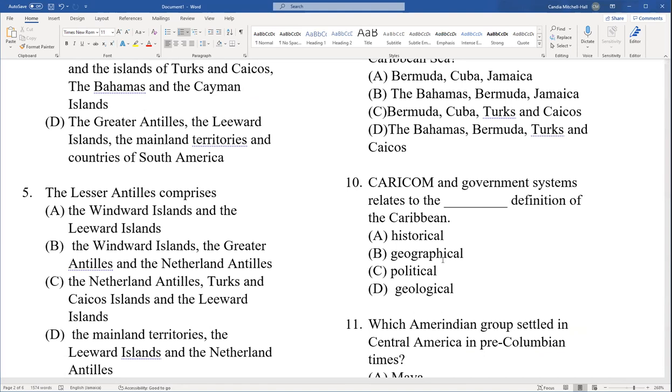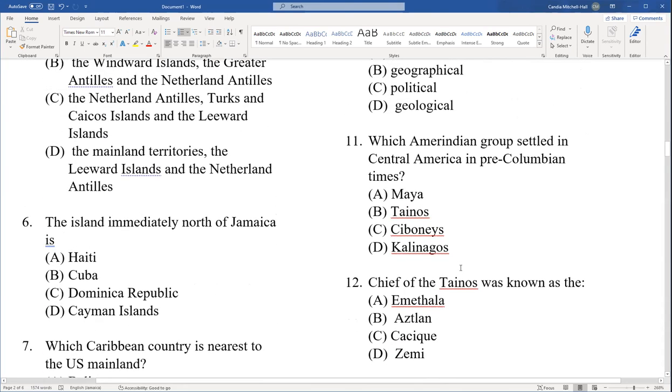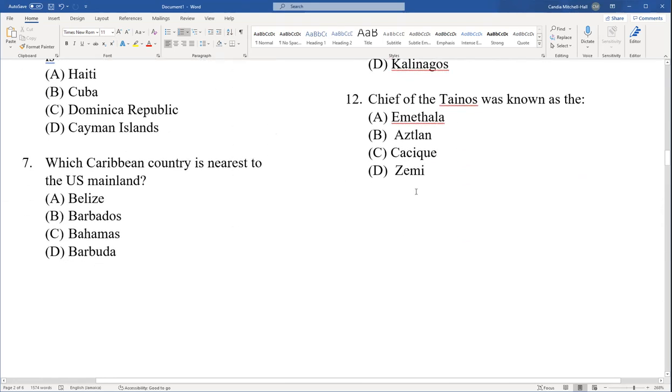Thank you very much. 11 to 15, may I have a volunteer, please? I'll read those, sir. Go ahead for me. Which Amerindian group settled in Central America in pre-Columbian times? That would be the Maya, A. All right, correct. The chief of the Tainos was known as the Cacique, C. Correct.